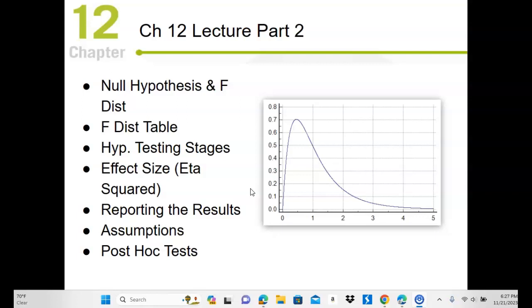Lastly, we're going to look at the assumptions and how to conduct post hoc tests, which are tests that are required if you find a significant difference with your F statistic.